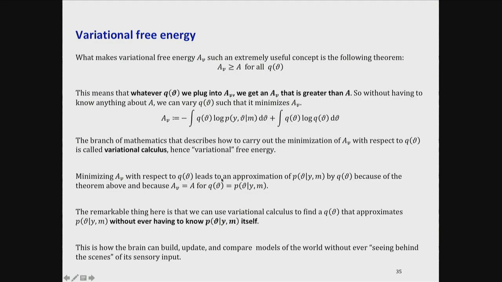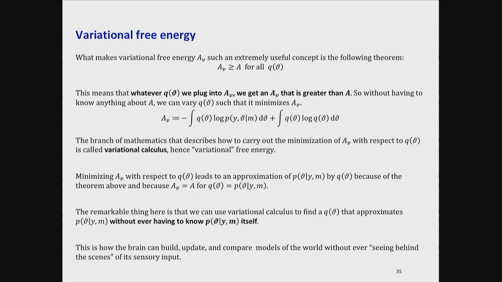So minimizing AV with respect to Q theta leads to an approximation of the true posterior by Q of theta, because of the theorem above, and because AV is equal to A exactly when Q of theta is the true posterior. So when we've minimized AV until it's equal to A, then we have the true posterior. So we can now use variational calculus to find Q of theta without ever having to know the true posterior itself. So we don't have to solve Bayes' theorem.